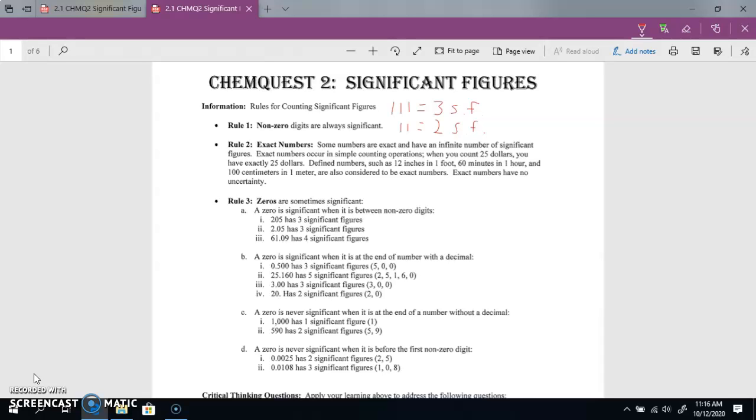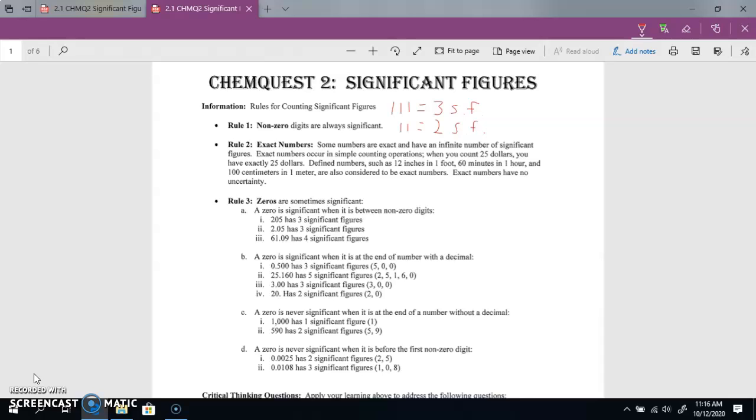Rule number two is a little bit abstract at this point, but this will come up throughout the course. Rule number two has to do with exact numbers, and it says some numbers are exact and have an infinite number of significant figures. Exact numbers occur in simple counting operations, like for example, if you count $25. If you have a $20 and a $5 bill in your hand, you have exactly $25, and there's no uncertainty associated with that. So we would say that that exact number, $25, has an infinite number of significant figures.